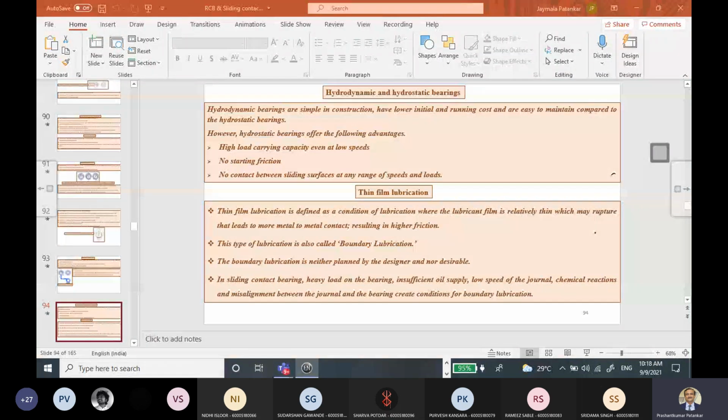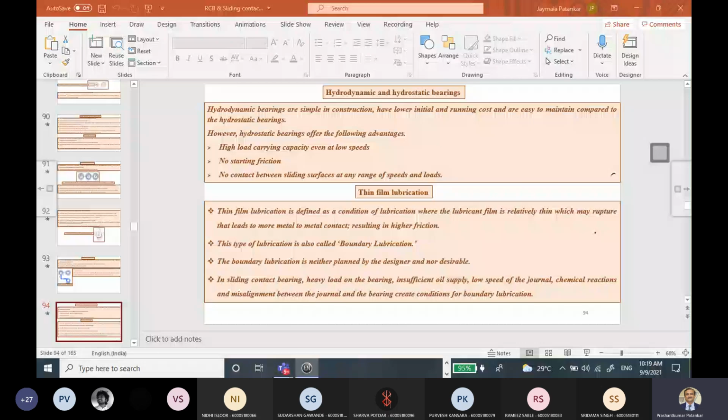That leads to more friction, that leads to an increase in the temperature, and ultimately the load carrying capacity will be affected. So as far as possible, if the design of a thin film lubrication is perfect, and you control that particular film critically, then thin film lubrication is okay. But as I said, the chances of breaking of that film are more, and hence direct metal to metal contact is going to happen. So for that reason, you will not prefer this hydrodynamic thin film type of lubrication.